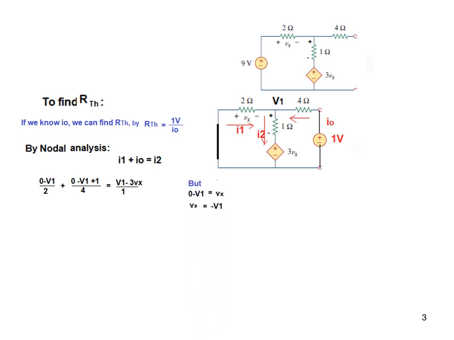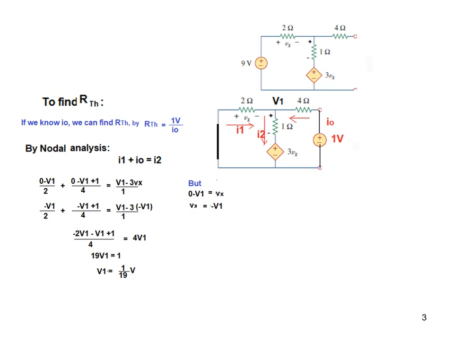And now if you look at this circuit, Vx is actually 0 minus V1. So 0 minus V1 is Vx, therefore Vx is minus V1. So we plug in here, Vx is equal to minus V1, and then we solve. So we find V1 is 1 over 19 volt. So we have found this voltage V1.